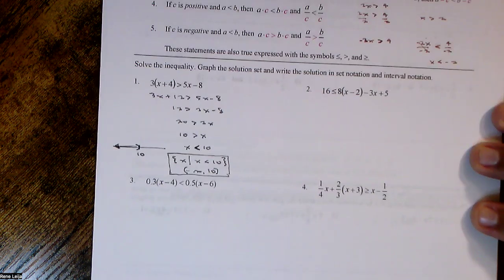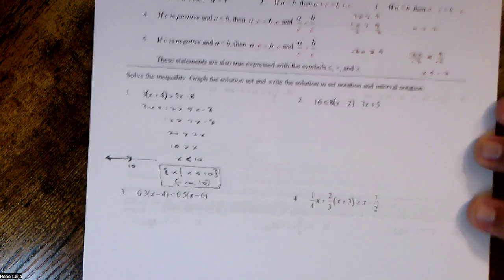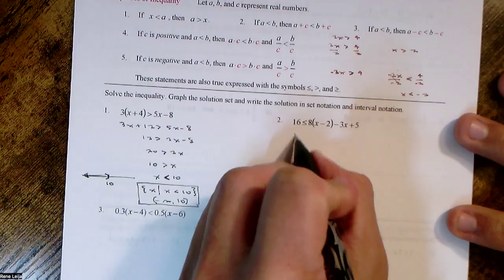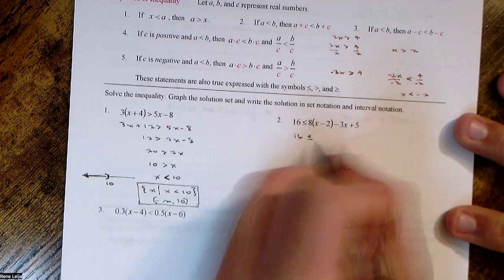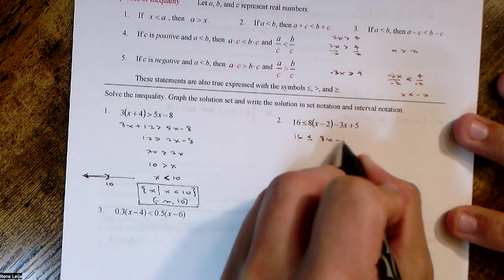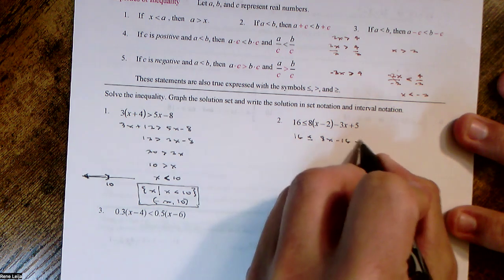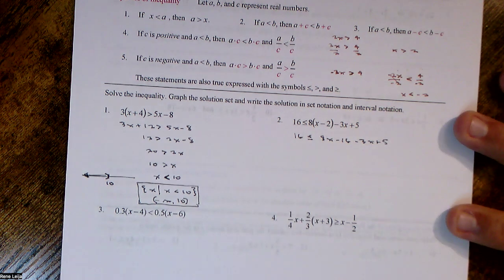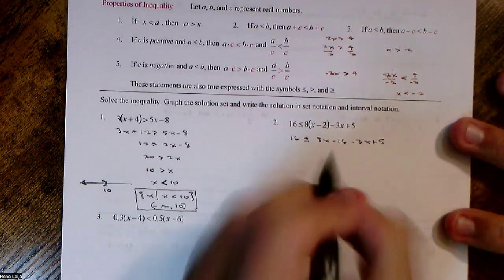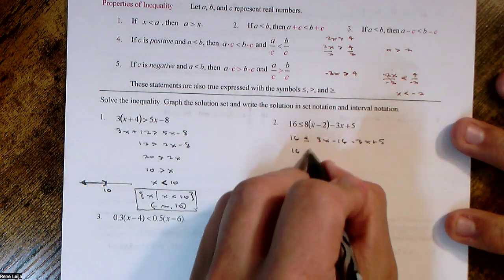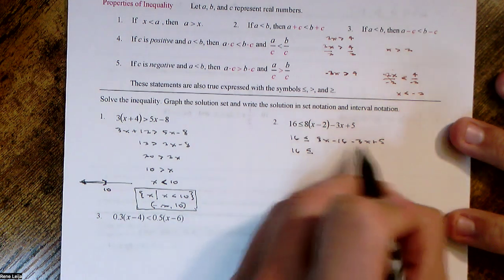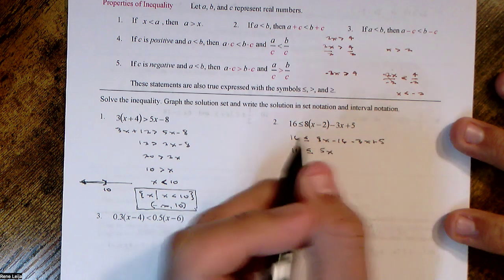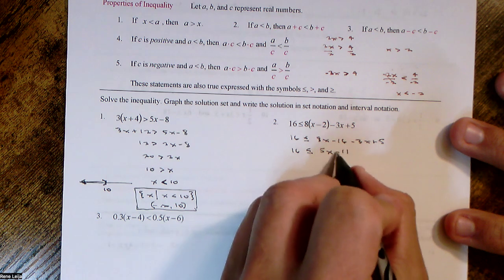All right, now let's look at number 2. So this one looks a little bit more involved, but that's okay. So we're going to distribute. So we get 8x minus 16 minus 3x plus 5. Now, do not start moving things around. Clean up each side, just like you would with an equation. So 8x minus 3x, that's 5x. Minus 16 plus 5 is minus 11.